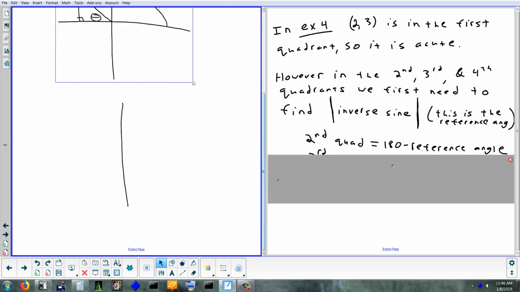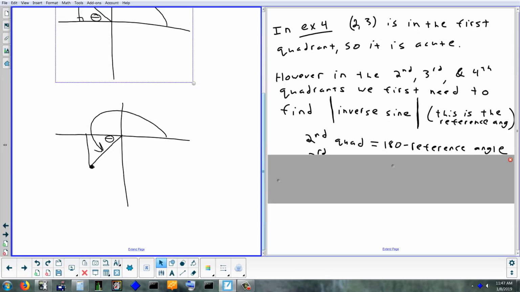Now, let's look at quadrant 3. Let's put a point somewhere down in the third quadrant. Let's put our reference angle. Reference angle, always tucked between the hypotenuse and the x-axis. Now, what if I wanted to know that arc in black? I've got to do a little bit of arithmetic. Kind of like the last one, but a little different.